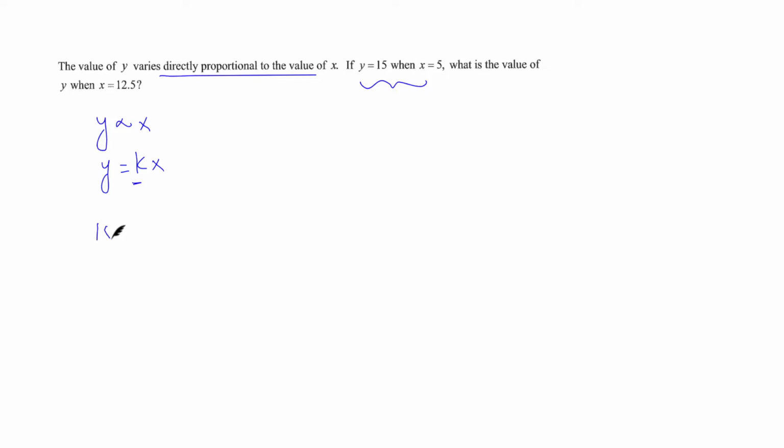So y equals 15 when x equals 5. So our equation basically looks something like this. You can easily find out the value of k from this equation. K equals 3. So our equation would become y equals 3x. Now replace x equals 12.5 into this equation and find out the value of y. So y equals 3 into 12.5, which is basically 37.5. This is our answer.